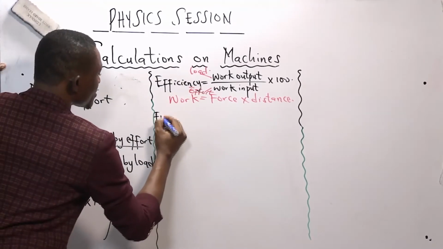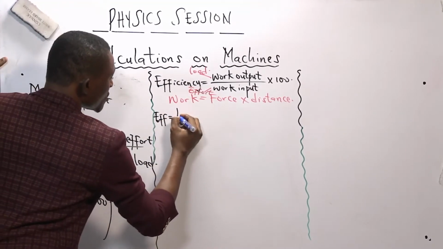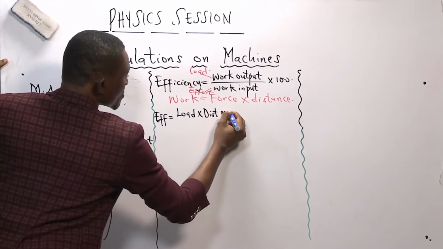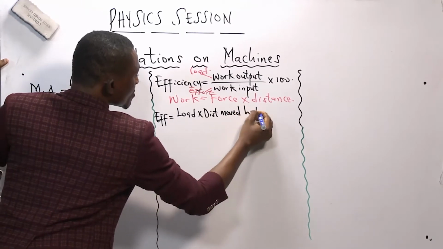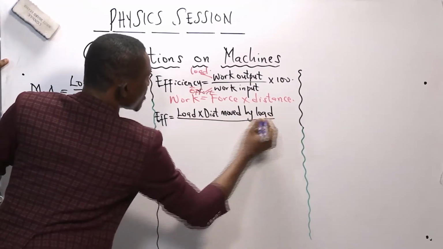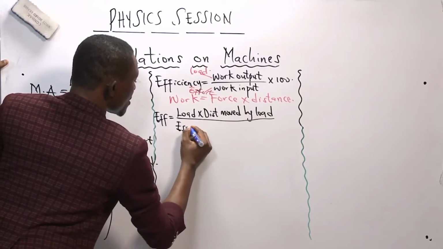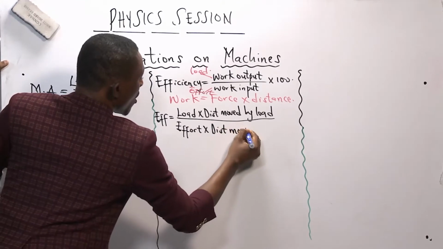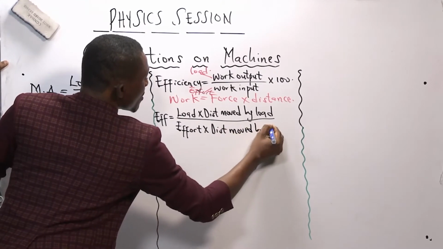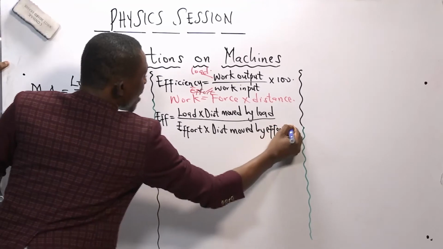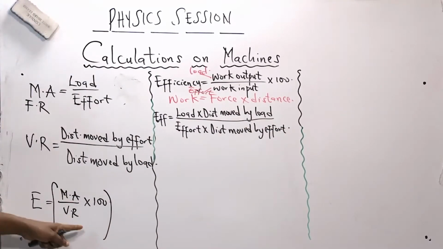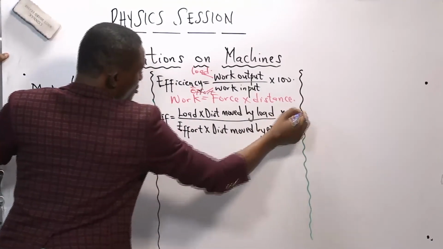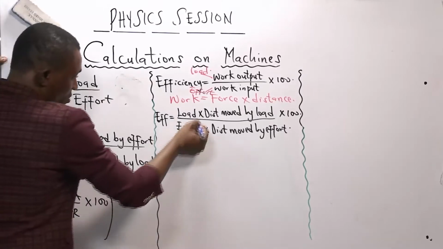That efficiency is equal to load times distance moved by load, all divided by effort times distance moved by effort. And since the efficiency is represented in percentage, all we just have to do is multiply them with 100. So a first one, all I want to do now is to split this one.